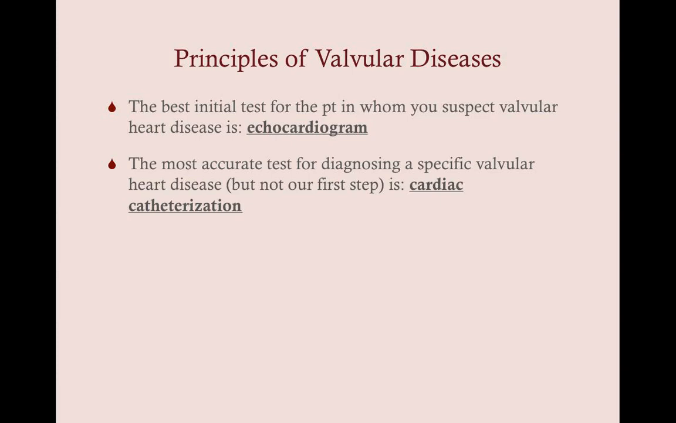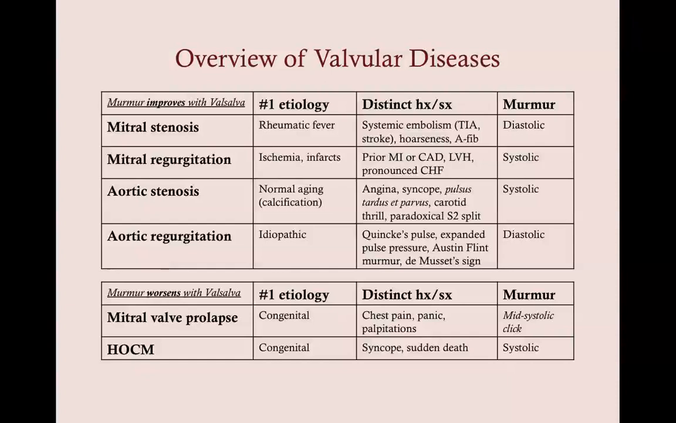The most accurate test for pinpointing the specific valvular heart disease, but not our first step, is cardiac catheterization. So if it's a patient and the presumptive diagnosis is a valvular disease, and they ask you what's the most accurate test for the diagnosis of this patient, then it's cardiac catheterization. But if it says what's the best initial test or the best next step in the diagnosis of this patient, it's echocardiogram. So let's just overview the valvular diseases.